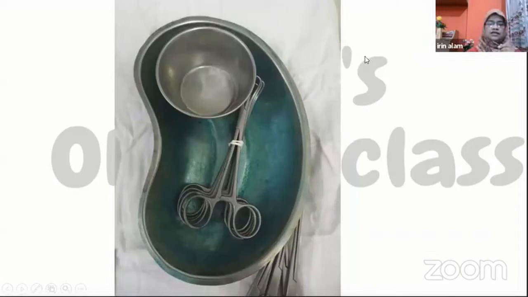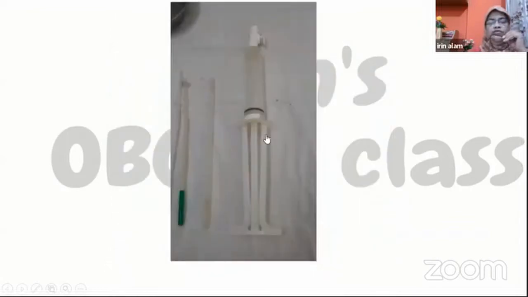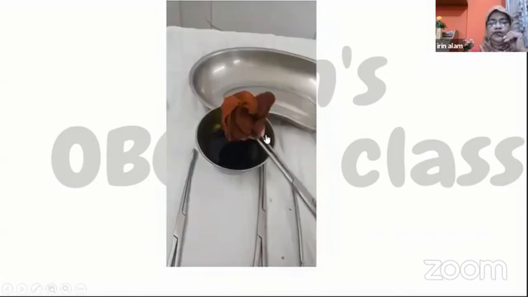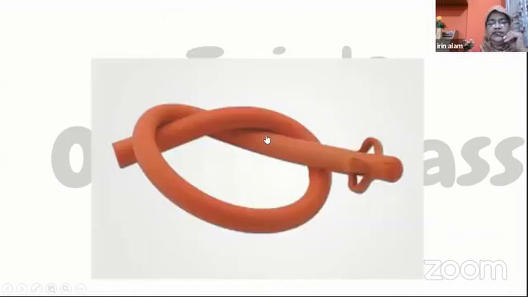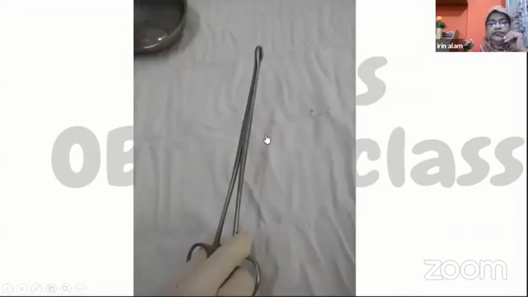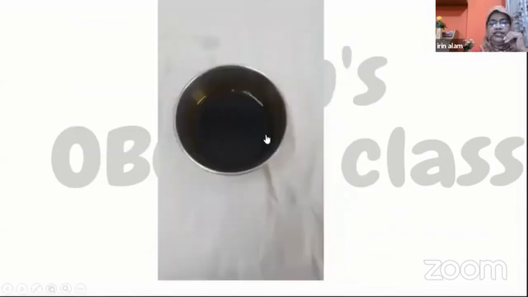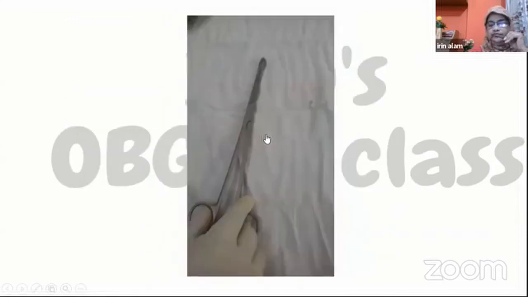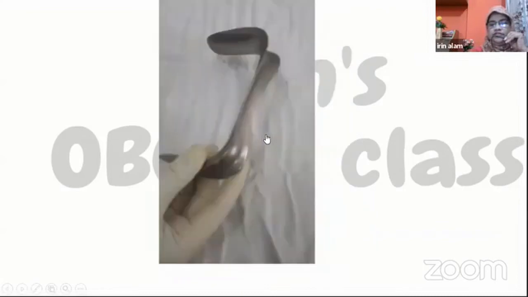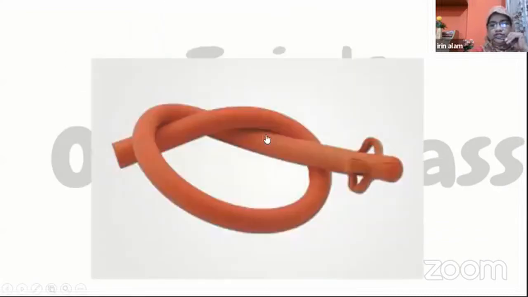This is the kidney tray. These are the towel clips, and this is the galley pot. Up to this, these are the instruments for diagnostic D and C, diagnostic dilatation and curettage. So during D and C, these instruments are required.